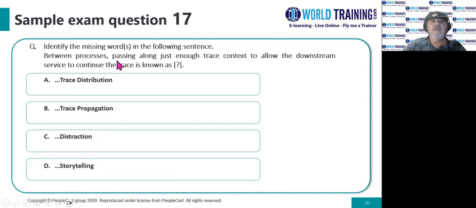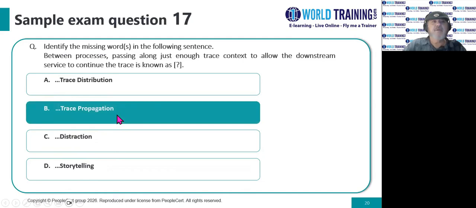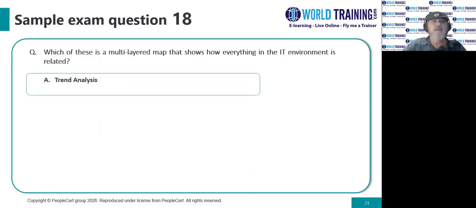Question 17, identify the missing words in the following sentence. Between processes, passing along just enough trace context to allow downstream service to continue the trace is known as, it's not trace distribution, it is trace propagation. B, nothing to do with distraction or storytelling. So B, trace propagation is the best answer.